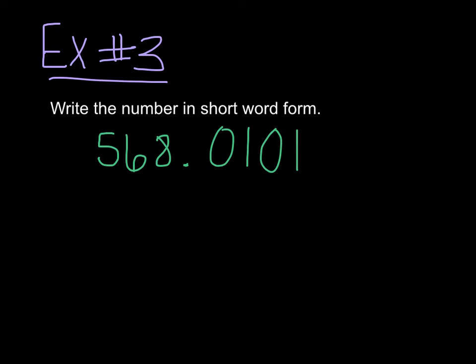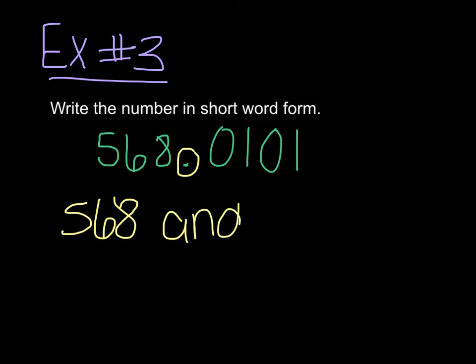Example 3, write it in short word form. So again, this is something that we already did with whole numbers, and now we're just adding another little part. So our first one is 568. We can leave that as a number. Remember, when you have a decimal, you write the word and. Now we look at this part. I see the number 101. Sorry, I missed the 1 there. So we can write that out as a number.